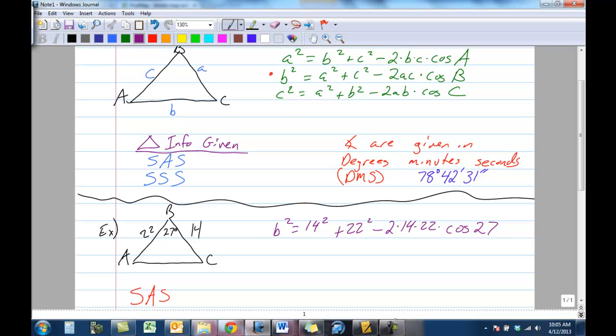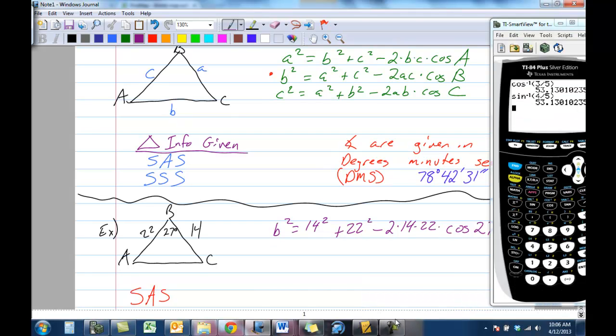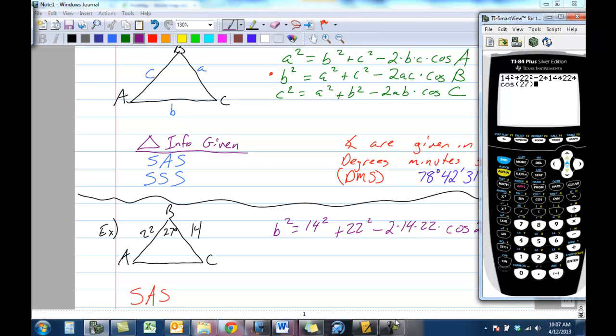Here's what's nice about this type. Pull out your calculator, and we're going to put this straight in here. We're going to put in 14 squared plus 22 squared. Don't pause, just put the whole thing in. Minus 2 times 14 times 22 times the cosine of 27. A lot of times I see kids just put in pieces, and your calculator is pretty outstanding. It can handle this whole thing. Press enter and you get 131 point gross, right?